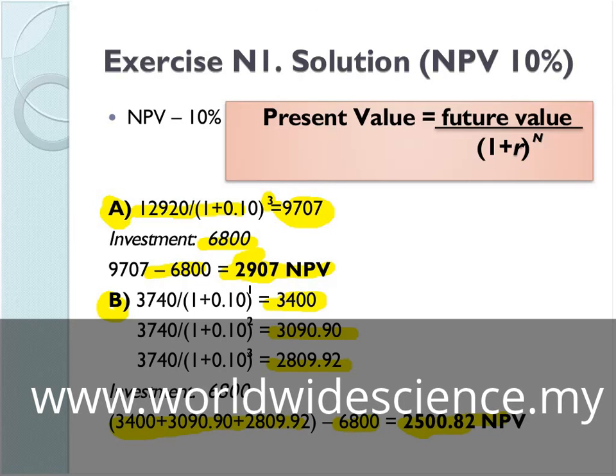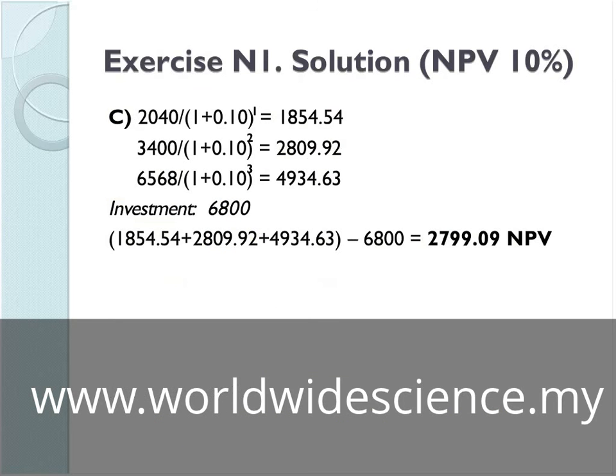Okay. And the last, for project C, you can see that the present profit from the first year is 1,854. For the second year, 2,809, and for the third year 4,932. Of course, all our values are decreased because we do discounted cash flow. We do the calculation with discounted cash flow at 10%. And then, based on the formula, we do the calculation. We add all the profits together and deduct from the investment. You will get your net present value, your net profit from project C, which is equal to around 2,800.